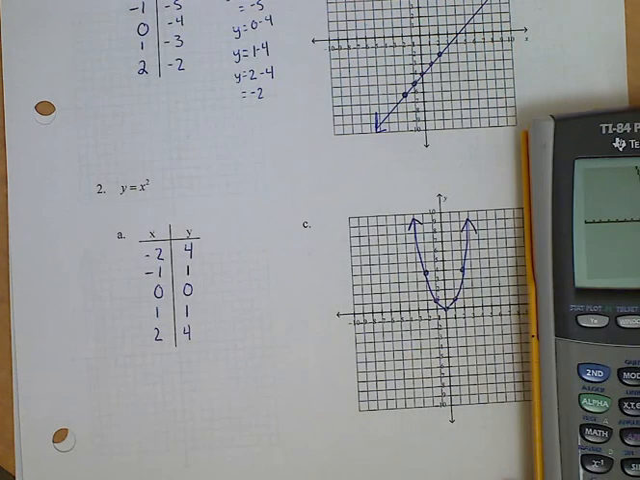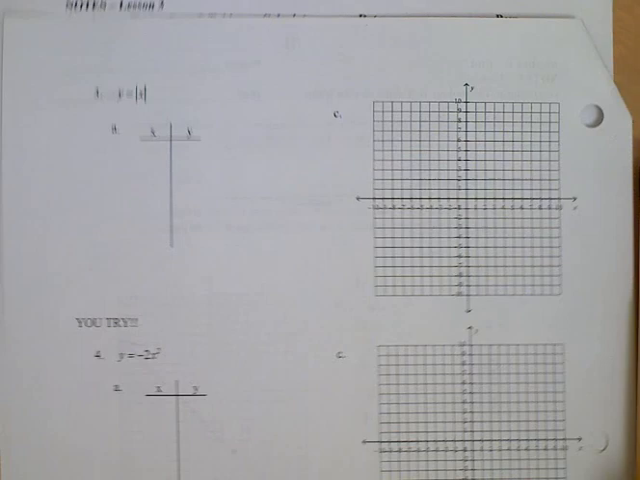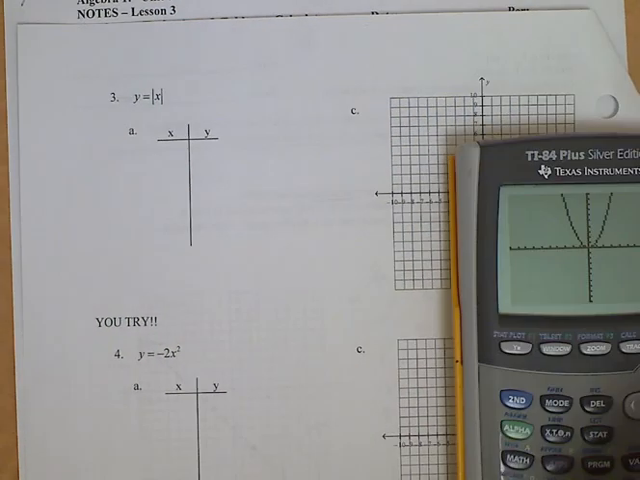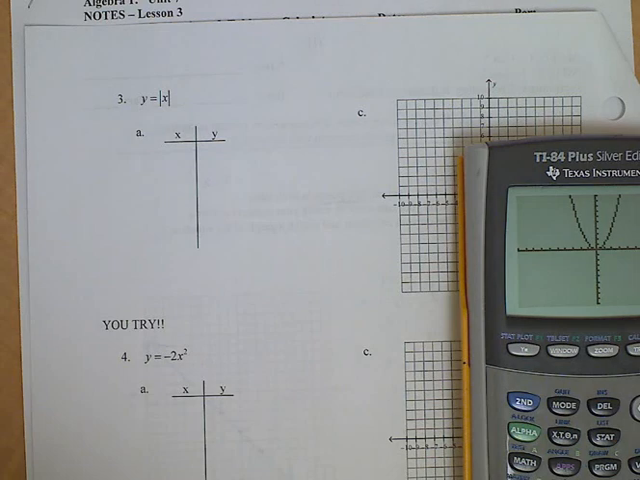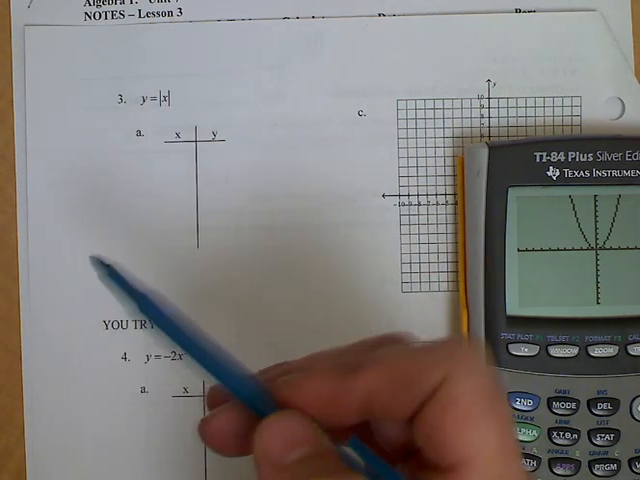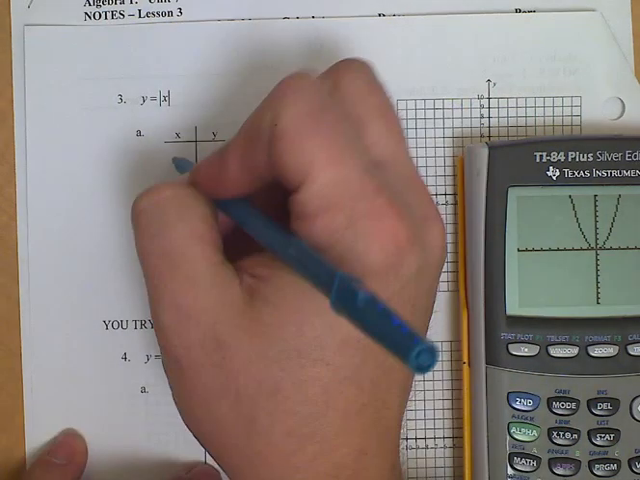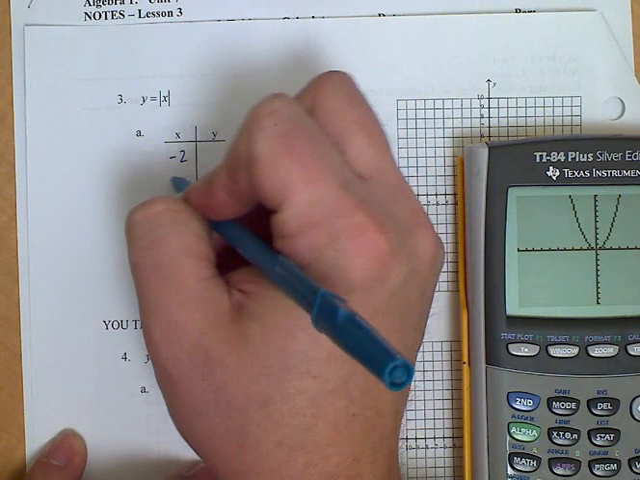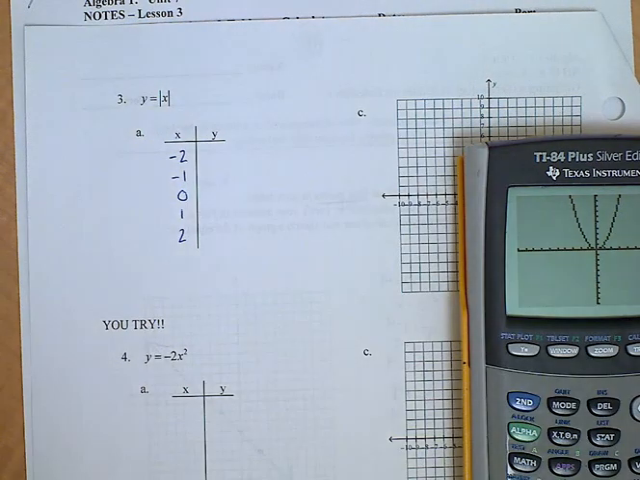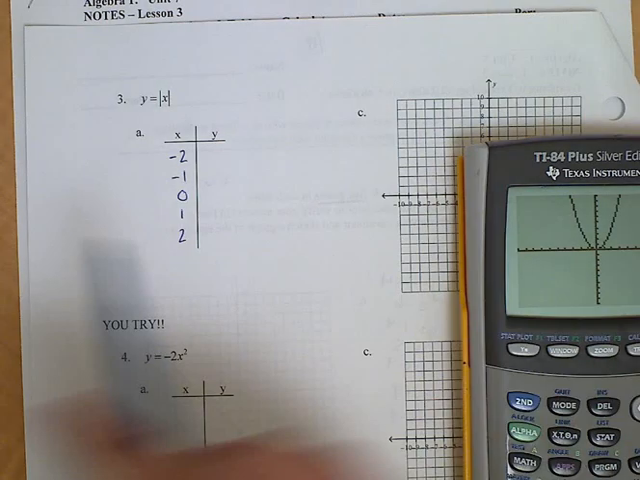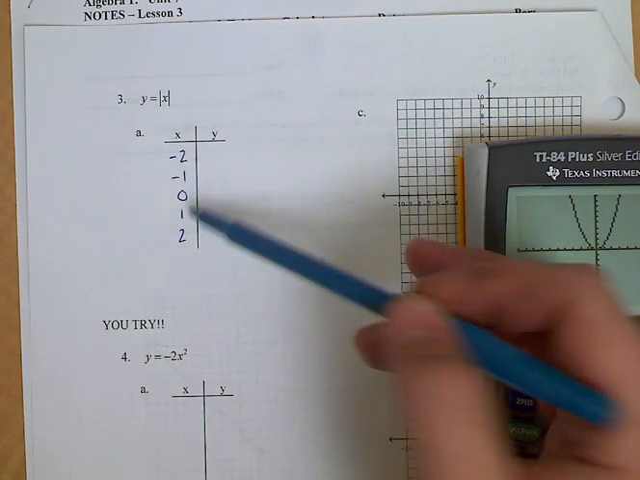Alright, let's go to the next example. Let's go to 3. Okay, here's a refresher. So we have y equals the absolute value of x. Remember, these lines on the outside mean absolute value. So I'm going to use the same numbers, -2, -1, 0, 1, and 2. Now you can use any numbers for the x values, it doesn't matter. I usually like to pick these just because they're easy to plug in.